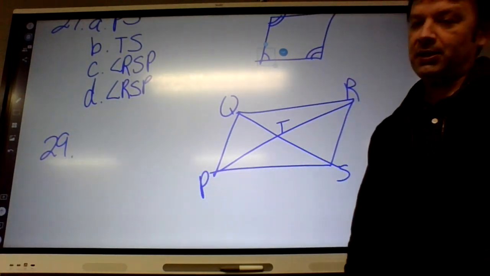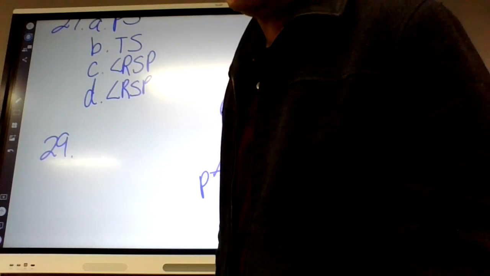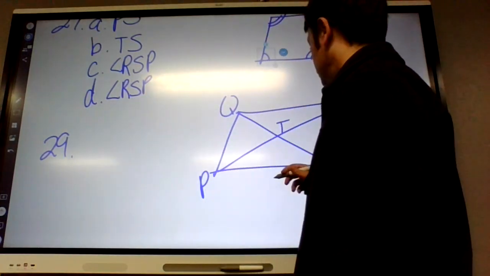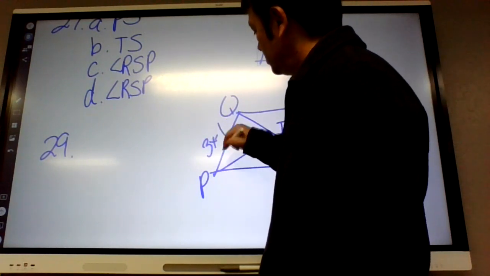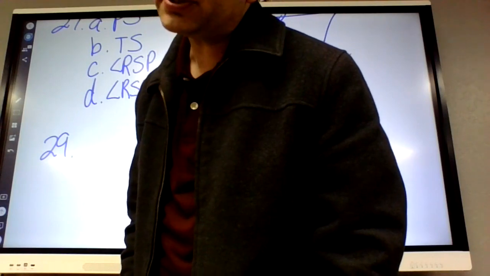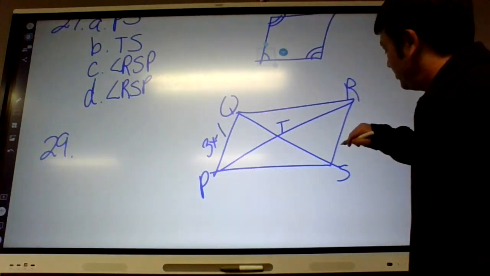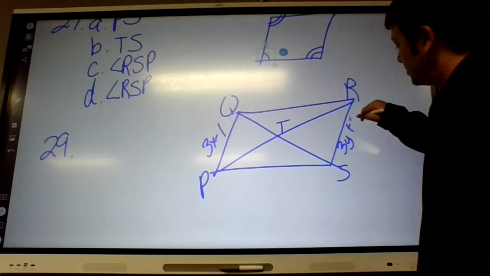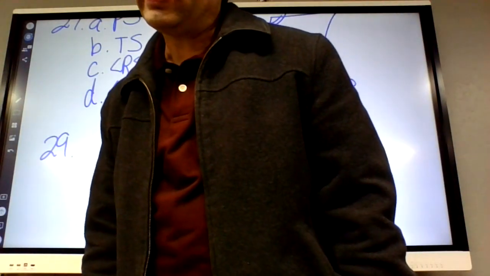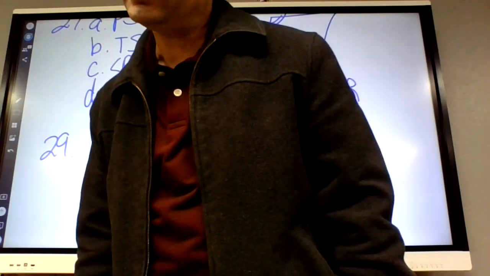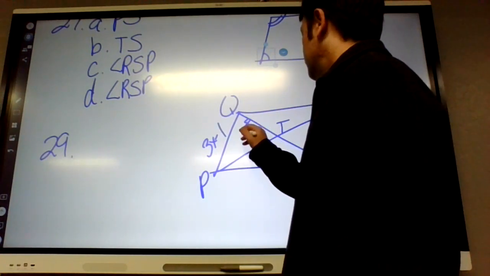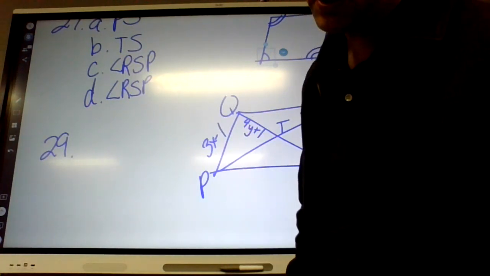Okay, so it says QP, no, I'm looking in the wrong spot. QP is 3x minus 1, and RS is 3y plus 5. What do we know about these two? They're congruent. Those two are equal. And QT is 4y plus 1, and the other one is 2x plus 7.